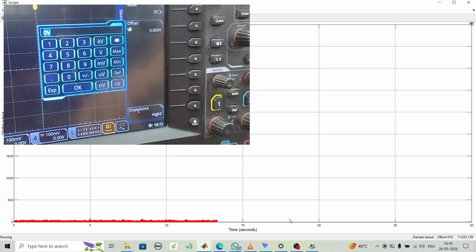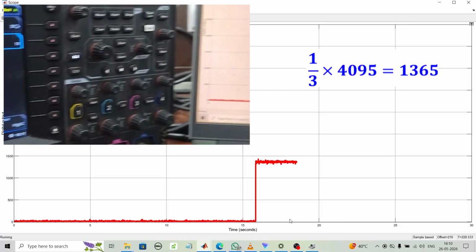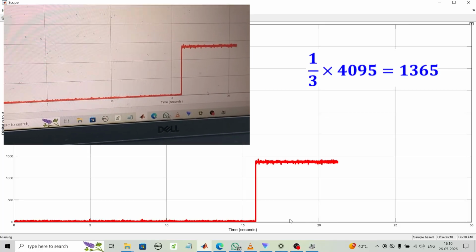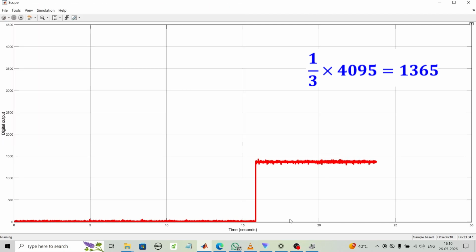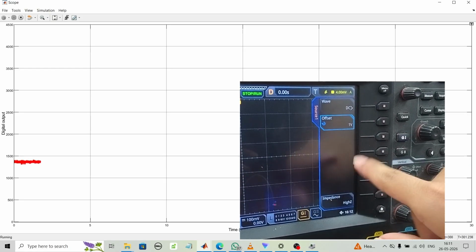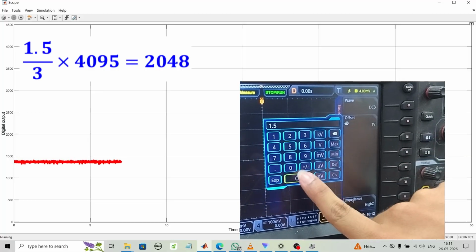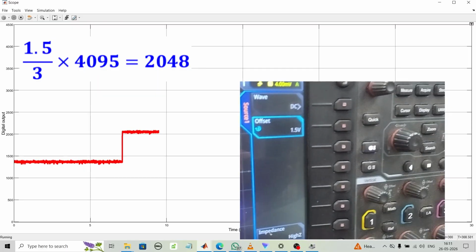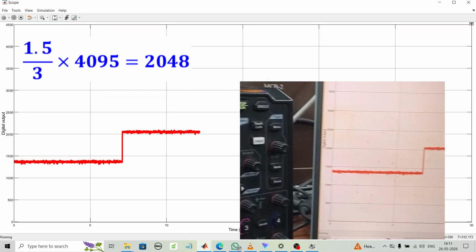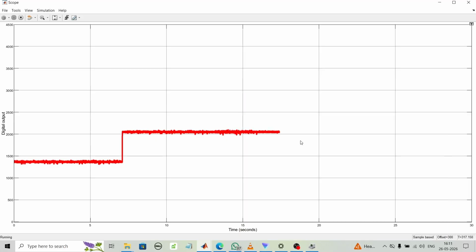Now I will increase the signal generator output to 1 volt. Since 1 volt is 1/3 of 3 volts, the ADC count should be nearly 1/3 of 4095. So the expected ADC count is around 1365. Here we can observe the corresponding ADC count in the scope. Next, I will test the mid-scale point by applying 1.5 volts. This is the middle point of the 0 to 3 volt ADC range. So the ADC count should be around half of 4095, which is nearly 2048. Here, the scope output shows the corresponding mid-scale ADC count.